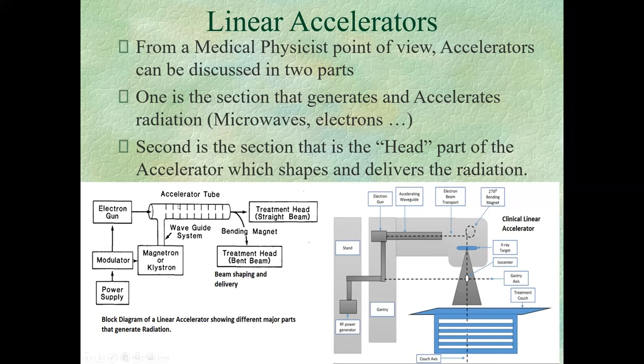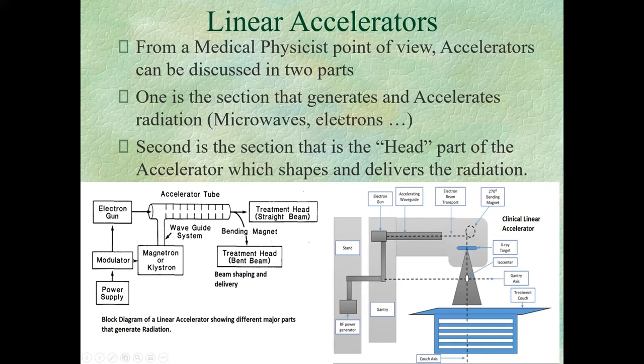So in a block diagram of an accelerator, we have a modulator, and then the modulator provides signal to the electron gun and the magnetron or klystron at the same time. And from the magnetron or klystron, we get a signal or pulse passed to the accelerating tube where the electrons are accelerated, and then they are passed on to the treatment head and then to the patient. And this is kind of a little fancy diagram of the same stuff.